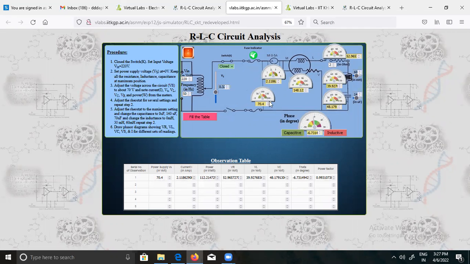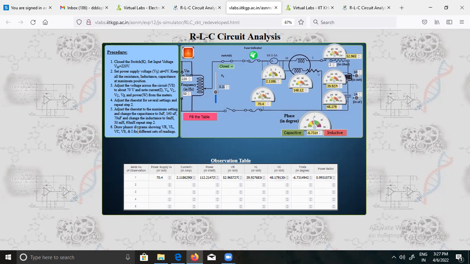Our Vs is 7.2, current in amperes is 2.11, power in watts is 112.21. Then the voltage across the resistance is 52.96, the voltage across the inductance is 39.92, and the voltage across the capacitor is 48.17. And the phase angle is also given here.